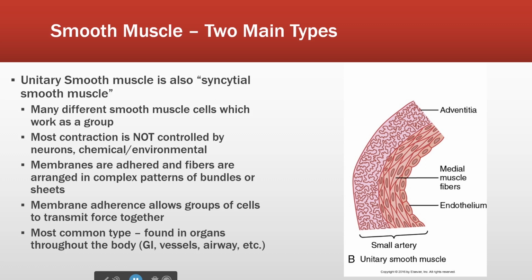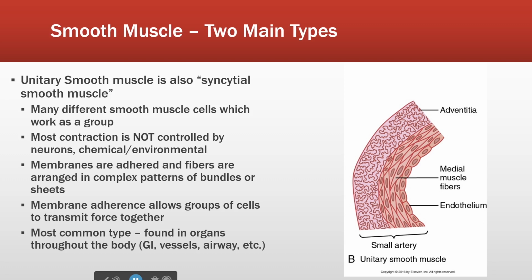The membranes of these muscles are very tightly adhered together. We talked a little bit about the cytoskeleton the other day. In smooth muscle, the cytoskeleton of one cell is connected to the cytoskeleton of its neighbor, which means that the connections are very tight and very strong.